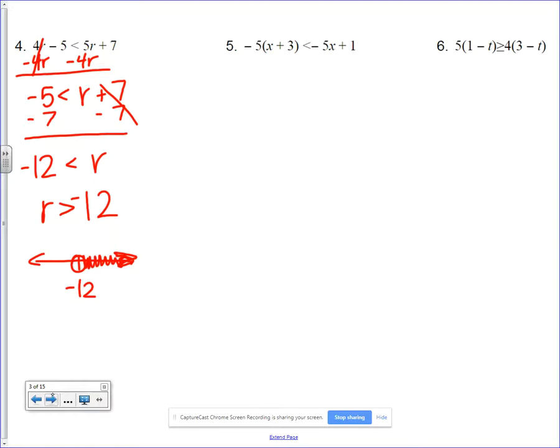All right, Luke, number 5. What do you think, sir? What you got? I did have to reverse because of the... correct. Yep. Go ahead, Luke. Distribute for me. Perfect. Over to Quentin. I need you to get your variables together before I isolate.